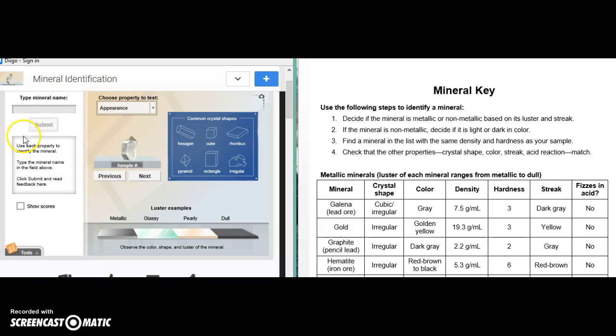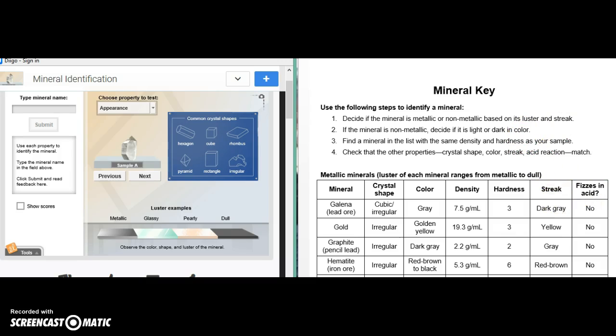Hi class, this is a mineral identification lab. I'm going to do the first one with you, and then you're going to use my information to figure out unknowns. So the first thing you need is the mineral key that I gave you as a Word document.